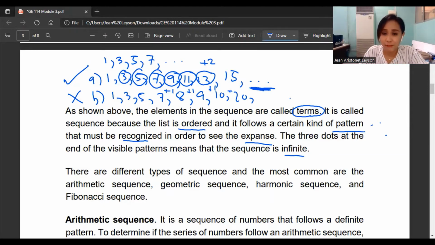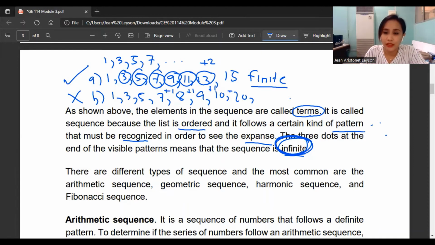But let's say, for example, that we do not see the three dots after the last term. We call that sequence a finite sequence. Finite sequences are sequences that end. There is a certain ending. There is a last term to it. But if we say infinite, the sequence is never ending. It will never end.